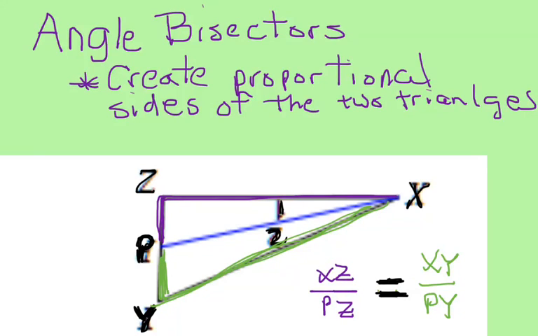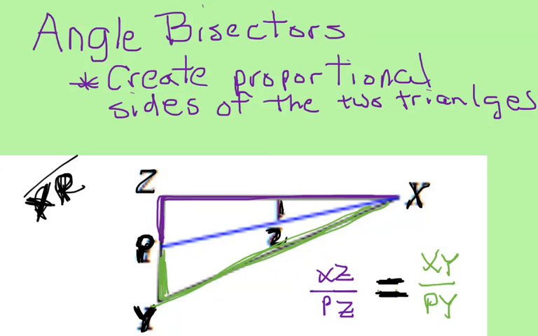Okay, one final aspect of angle bisectors that's actually really important and the most useful is that angle bisectors create proportional sides of the two triangles it creates. So segment PX, or I guess I should read it as XP since it starts from the corner, the angle. XP is an angle bisector, and when it ends at the opposite side, two triangles are created.